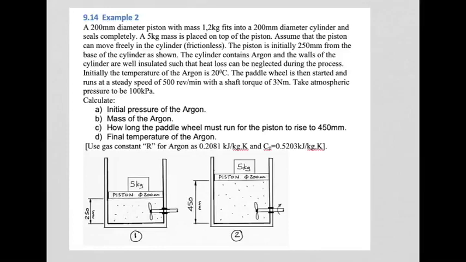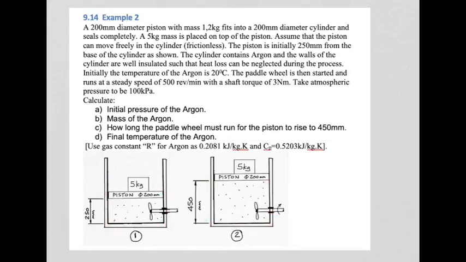At the end of the last video, I left you with this problem to go and attempt. So let's go through it quickly. If you recall, we had a piston in a cylinder and we had argon gas beneath it, and on the piston was a mass. And it was also said that the walls of the cylinder were well insulated, so that suggests that there's no heat loss through the walls.